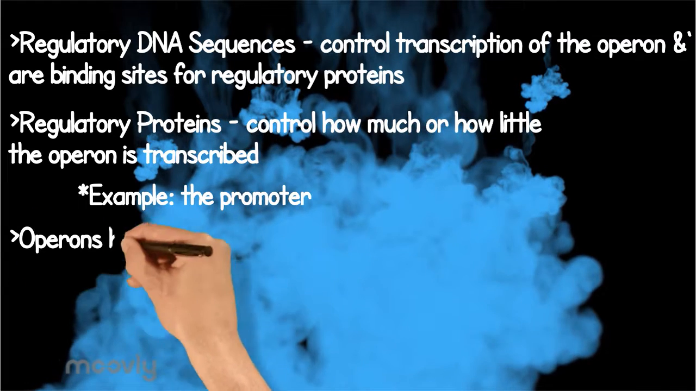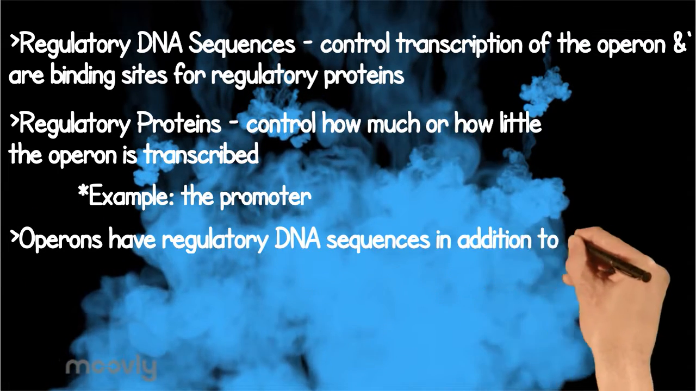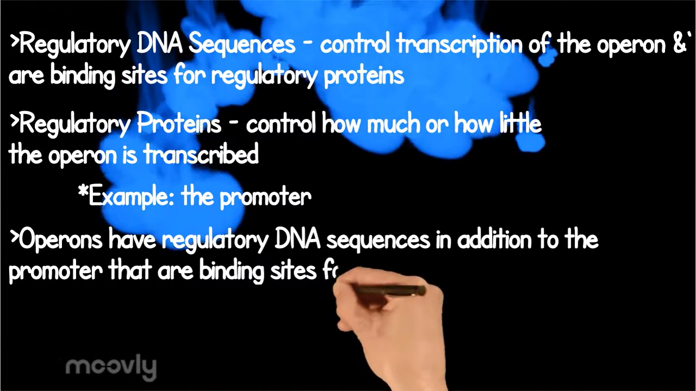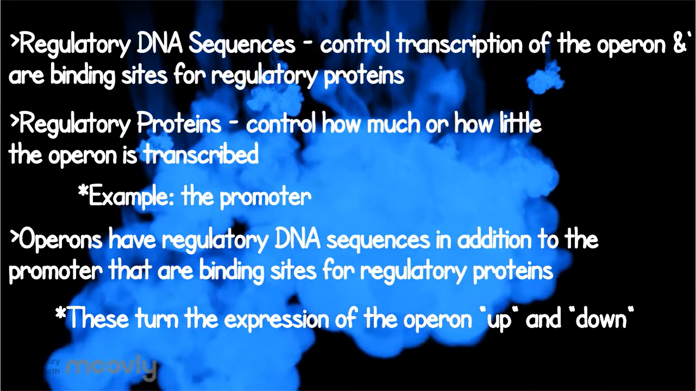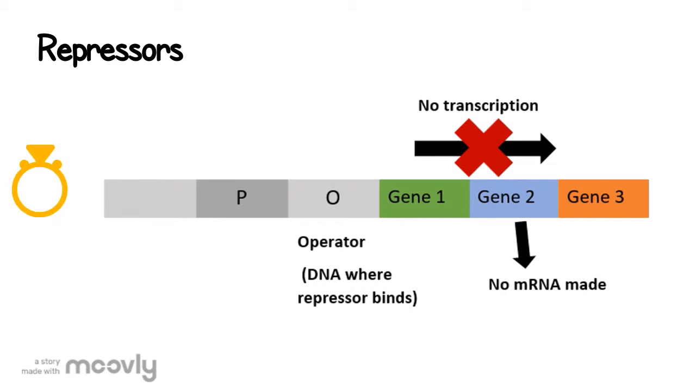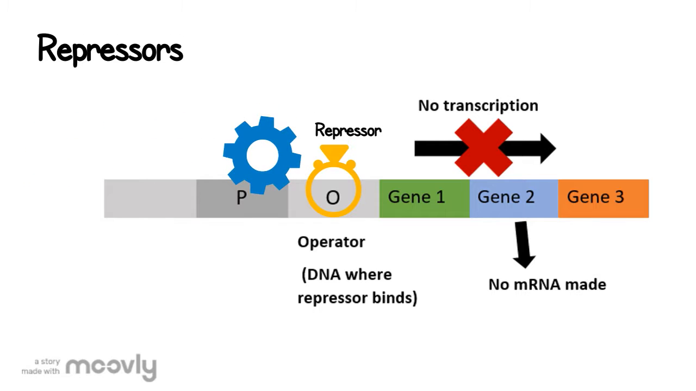Most operons have other regulatory DNA sequences in addition to the promoter. These sequences are binding sites for regulatory proteins that can turn expression of the operon up or down. So there are 2 types of regulatory proteins that bind to these regulatory DNA sequences. The first are called repressors. Repressors bind to pieces of DNA called operators. When bound to its operator, a repressor reduces transcription, meaning it stops or slows down the transcription of the genes. It does this by blocking RNA polymerase from moving forward on the DNA.